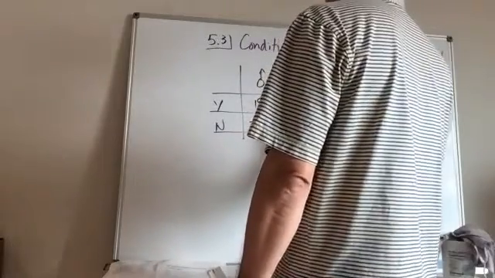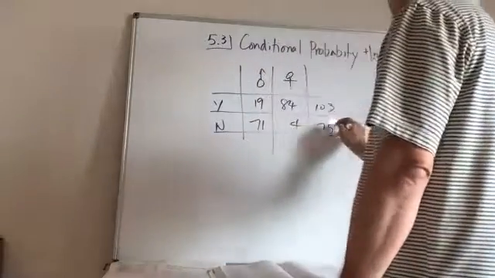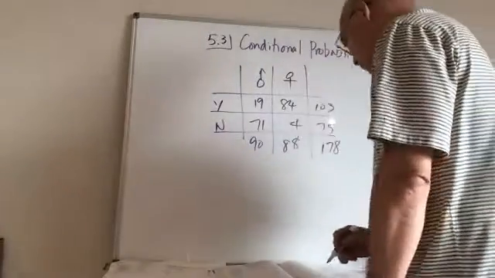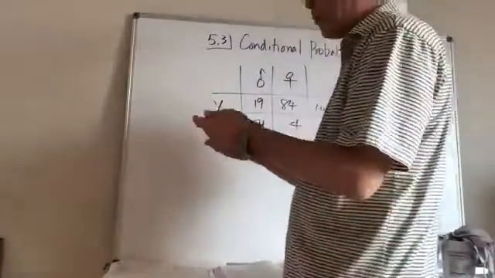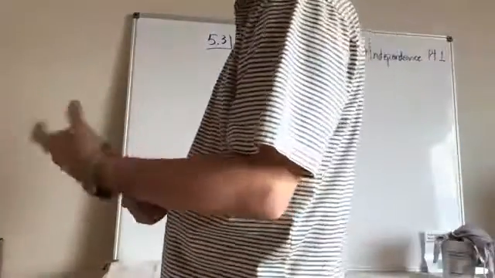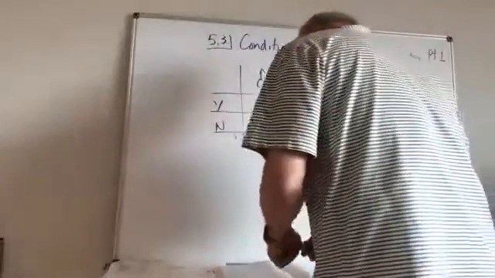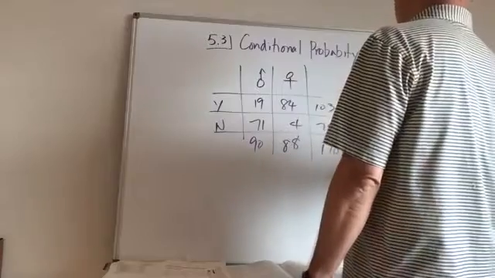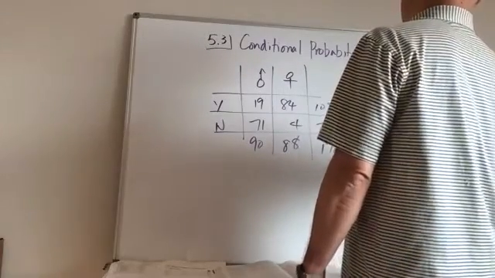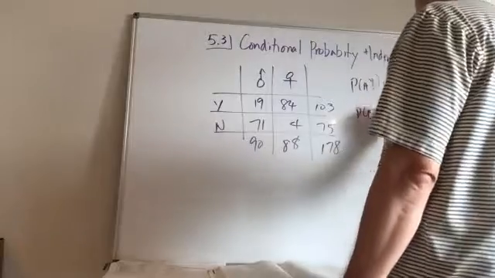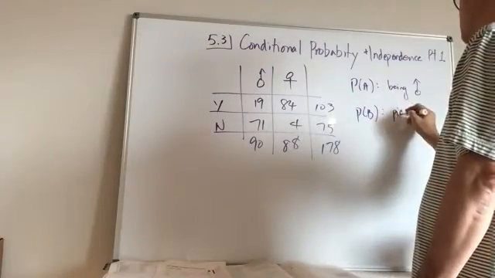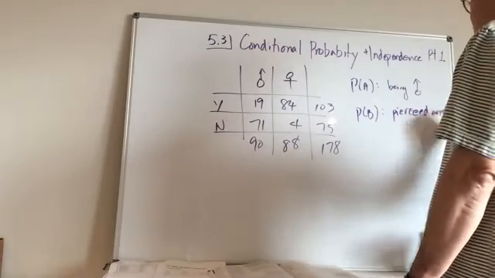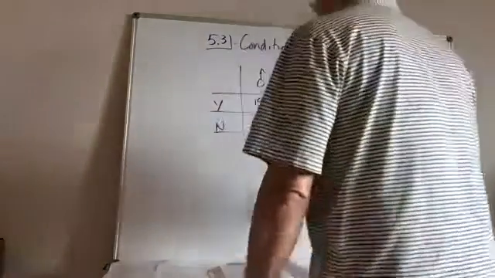1971, 84, 4, 103, 75, 178, 88, 90. So here we go. Okay, so a conditional probability is a probability given that something happens. Here we had P of A, and we called that the probability of being a male, right? And then we had probability of B, which was having pierced ears, right?